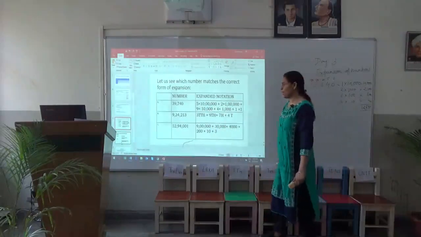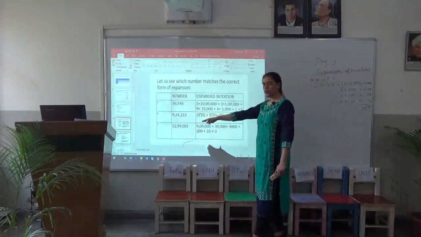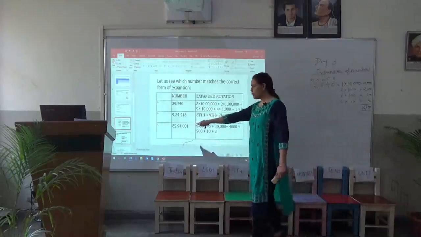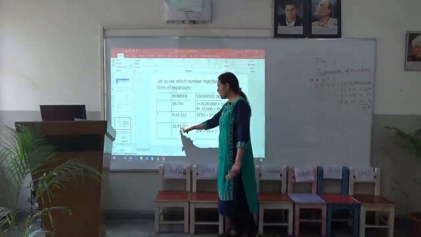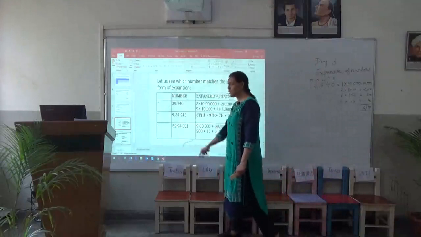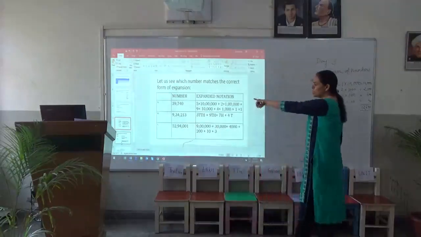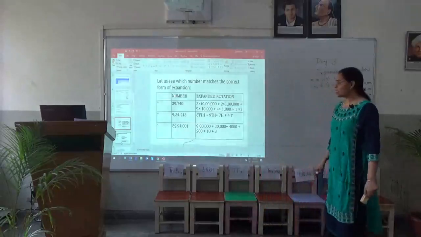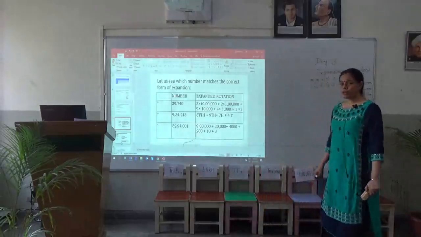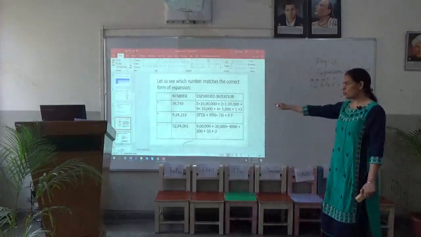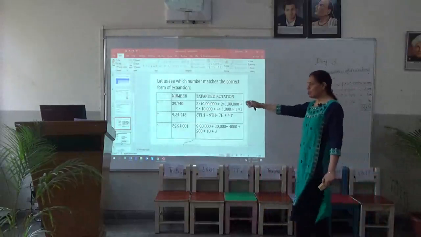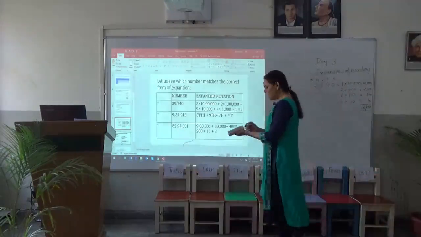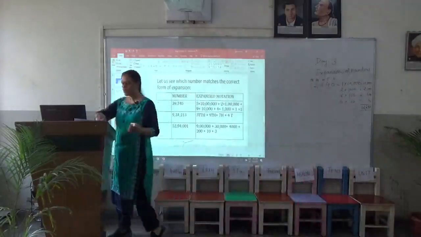110 and 3 ones. Just see the last one, it is a 7-digit number. As you read it, you can easily count 3 plus 2 plus 2 makes it 7-digit number. And you can see there 5 multiplied by 10 lakhs, 2 multiplied by 1 lakh, which gives you 2 lakhs, and so on. So you can easily match by understanding this way and doing your exercises and mastering the skill.